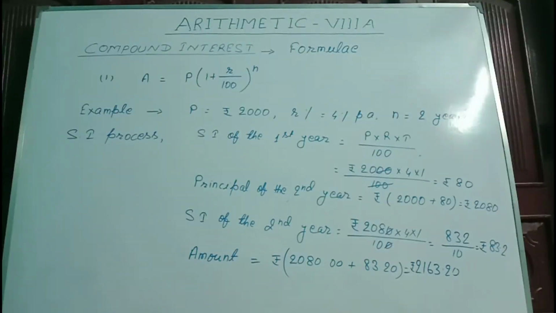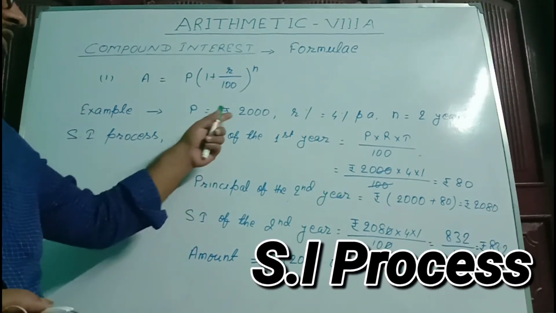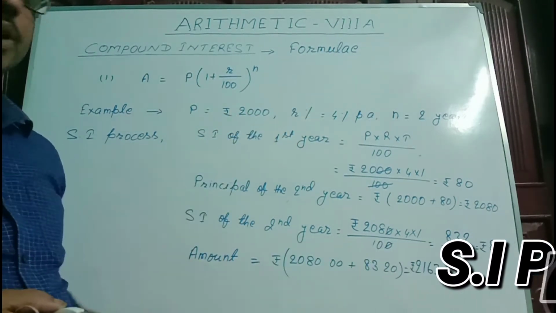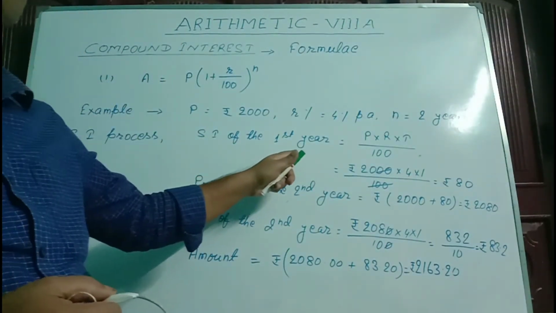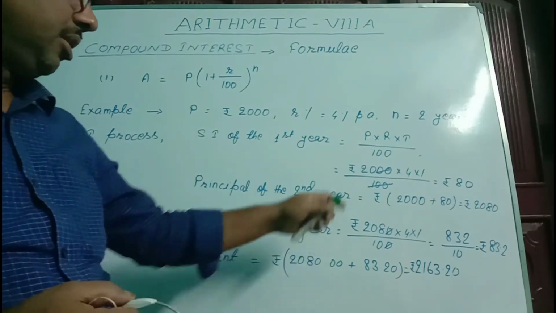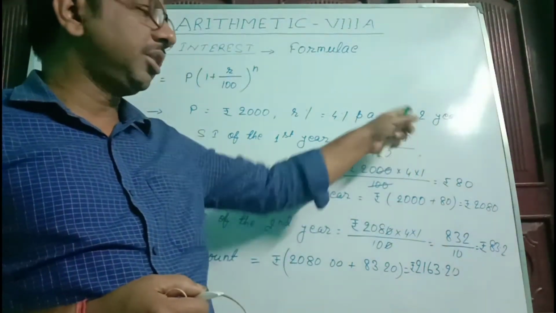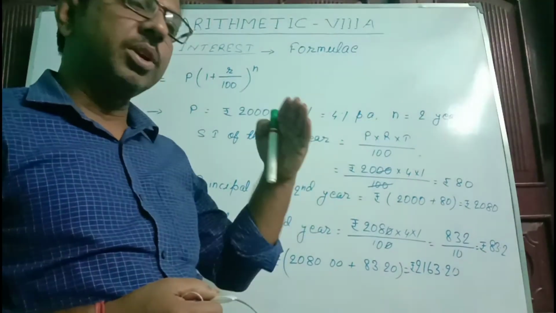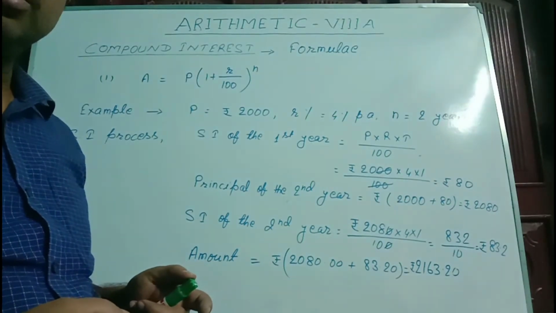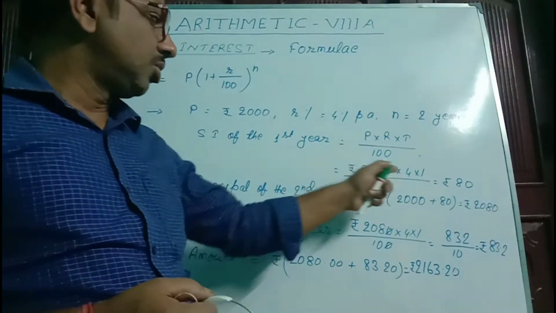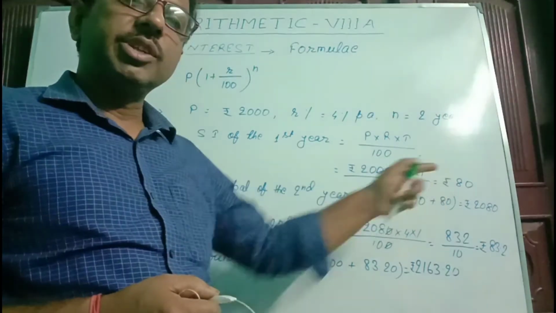I have solved the same question through the SI process. Principal is 2000, rate is 4% per annum and time is 2 years. Then SI of the first year equal to PRT by 100. Principal is 2000, rate of interest 4, time is 1. Here we will take time 1 in the SI process, stepwise. In the first step we will find out the SI for the first year. So here I have used time 1. This calculation became rupees 80.